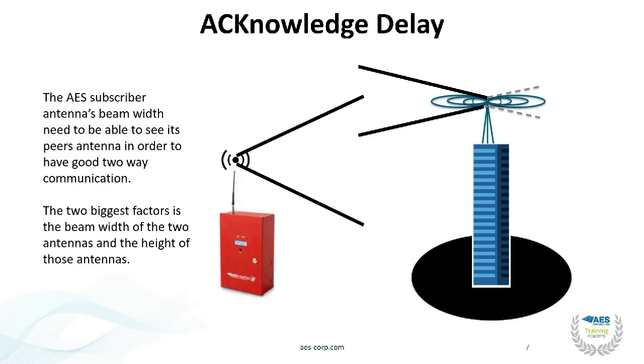Here you can see where the subscribers' antenna beam widths will overlap, so these two subscribers should be able to see each other and acknowledge each other with no problem.